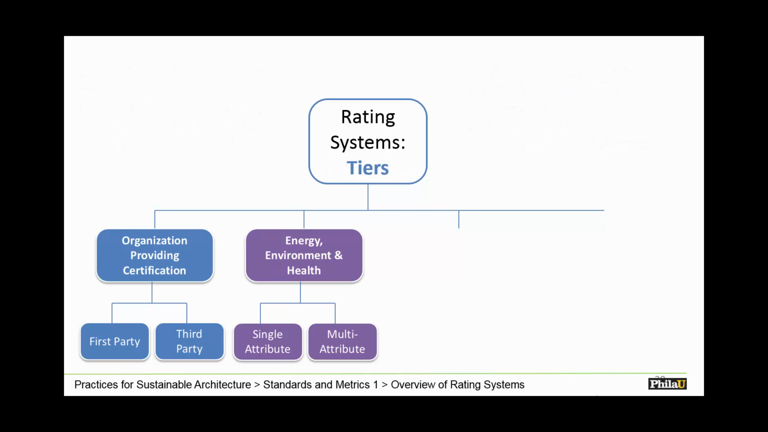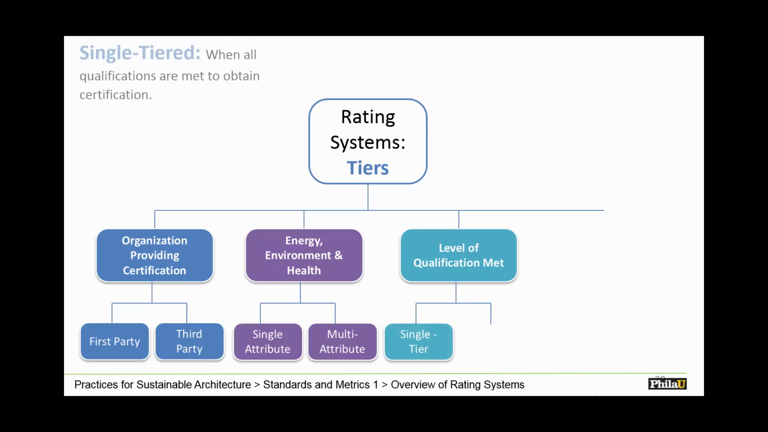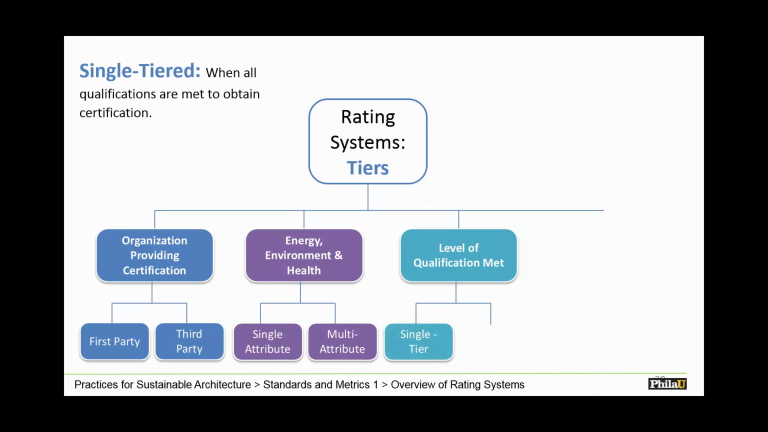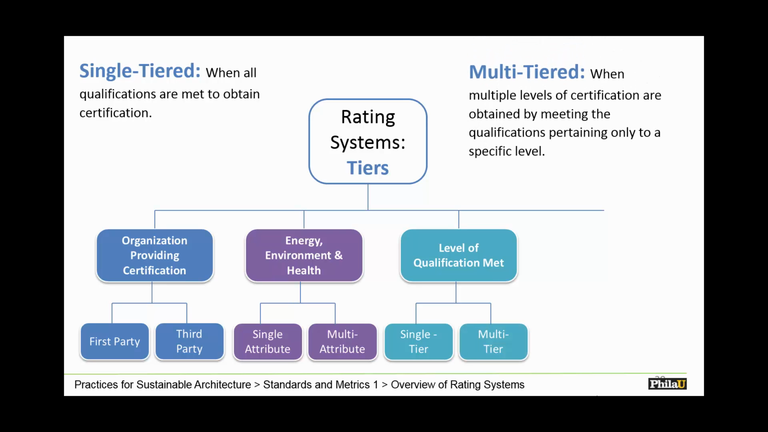Then we have our tiers, and tiers reflect the level of qualifications that we can meet. We have single-tier rating systems where you either get it or you don't. It's pretty simple. But we also have multi-tiered rating systems where we can begin to think about bronze, silver, gold, or high, medium, low. Most rating systems use a multi-tiered system. Gives you a little bit more flexibility.